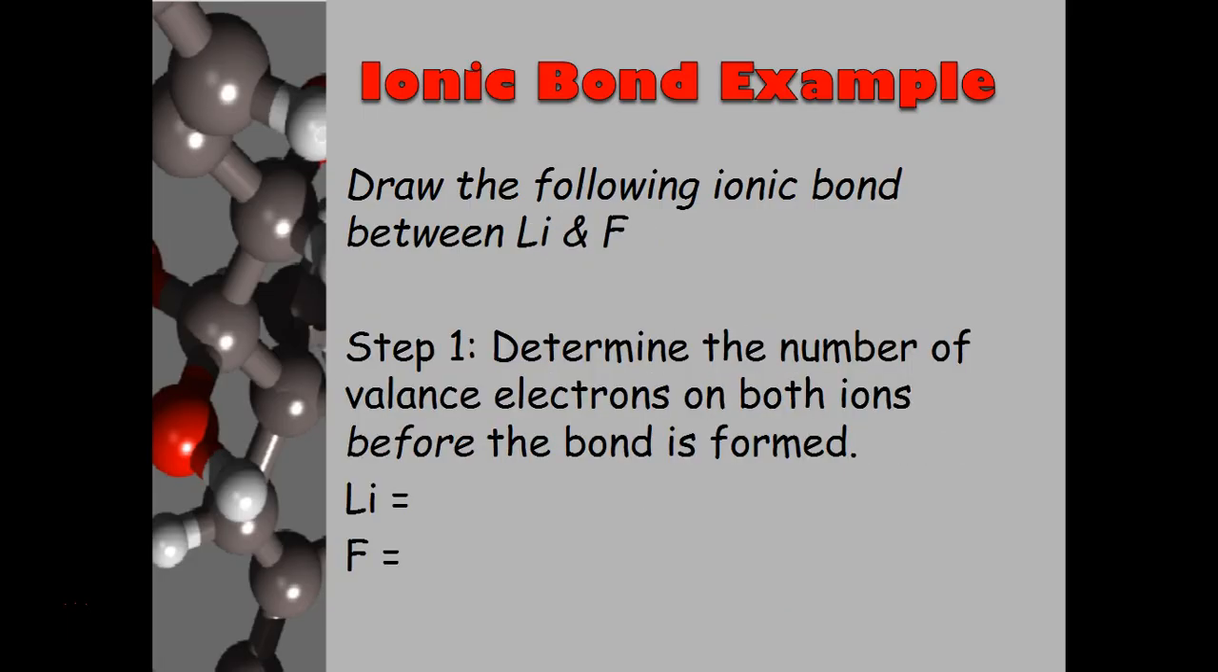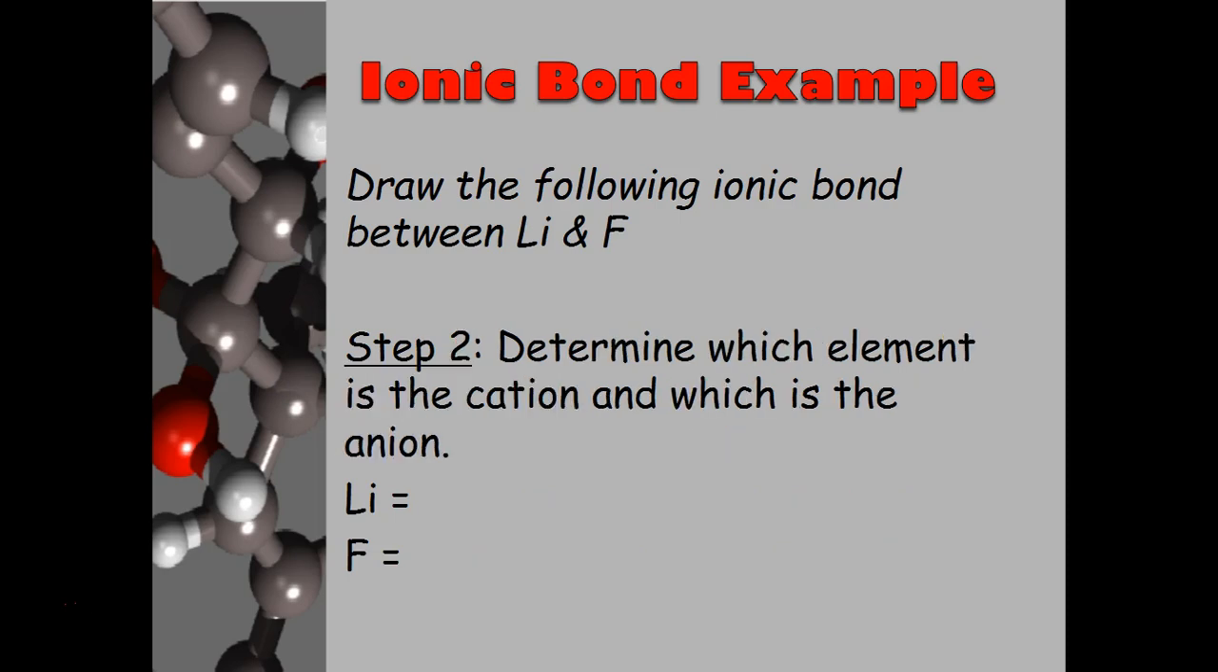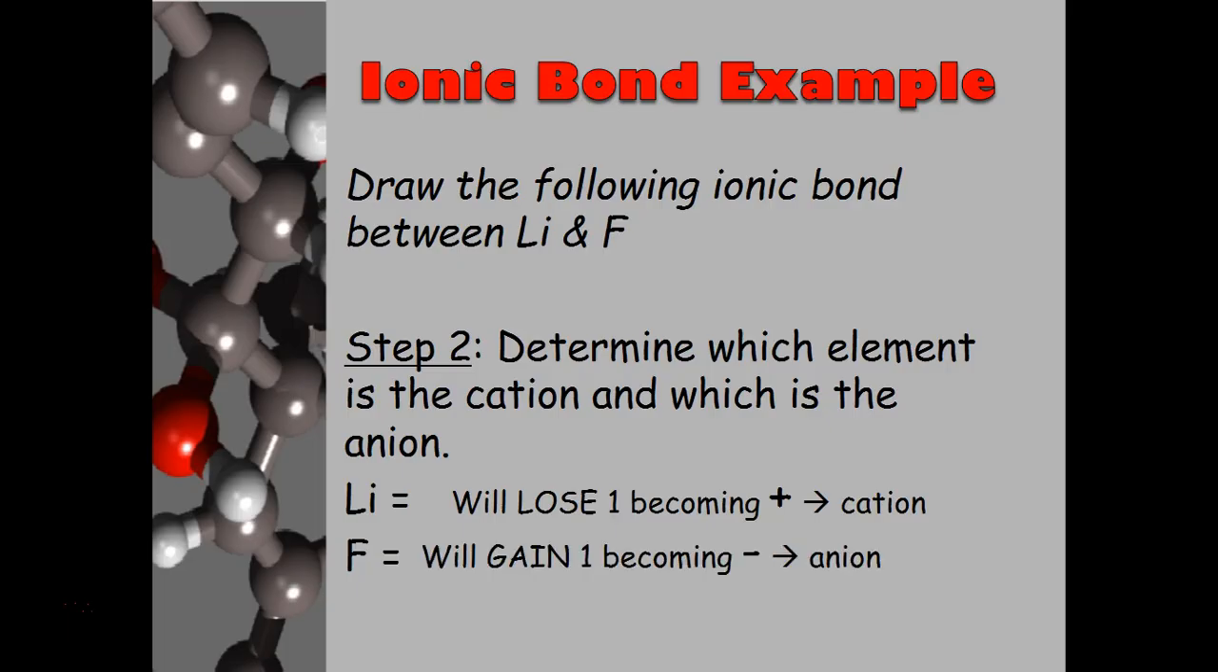So let's walk through another one. Lithium and fluoride. So Li, lithium, is in the first column, so 1 valence electron. Fluorine's got 7 because it's in column 7. So if I look, lithium's on the left-hand side of the table. It's going to need to lose that one electron, becoming positive, so that's your cation. Your fluorine is going to ultimately gain one electron. As a result, it becomes negative, and so this is your anion.